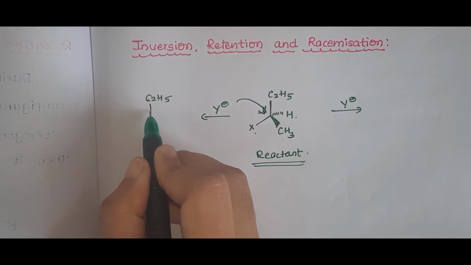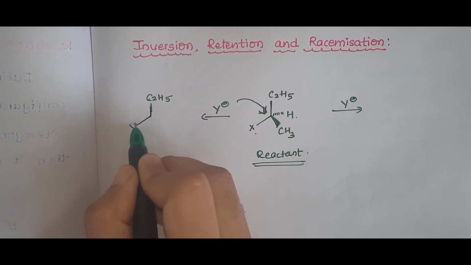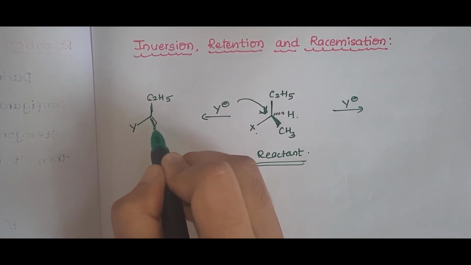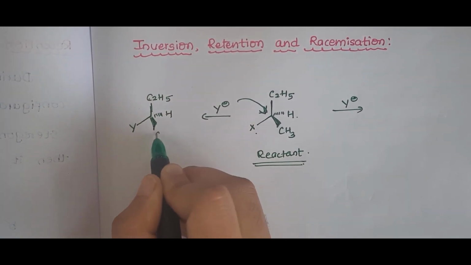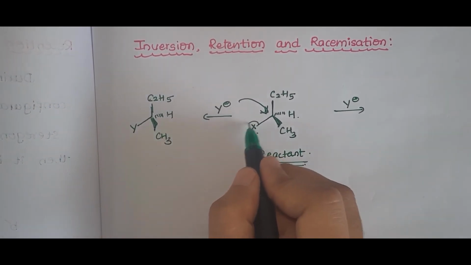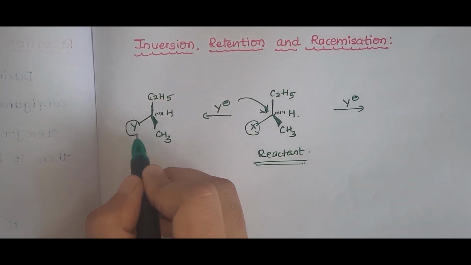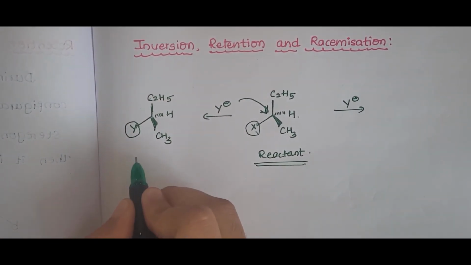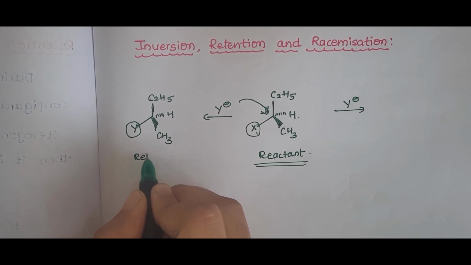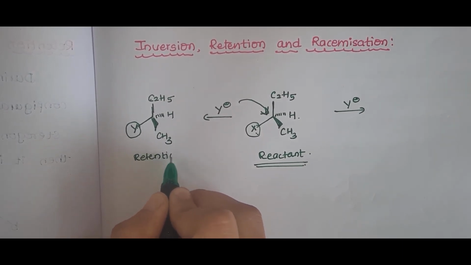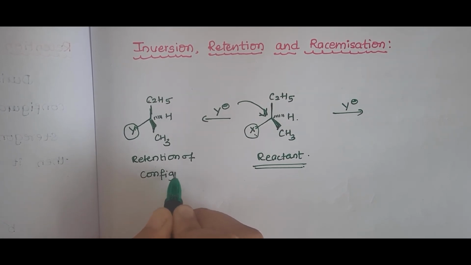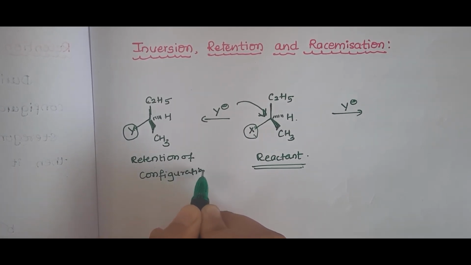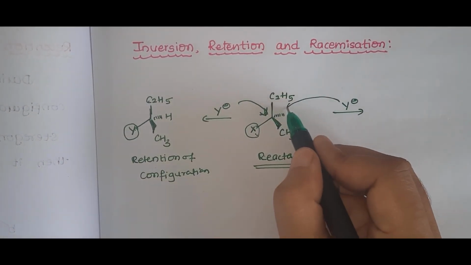So we'll write its structure. We'll obtain the structure as Y, then methyl group, and we have a hydrogen atom attached to it. So the nucleophile has been placed on the same side of the position. So what do we observe here? Since the nucleophile is present on the same side, this process we call as what? Retention of configuration. So this is what we have observed in the previous example.